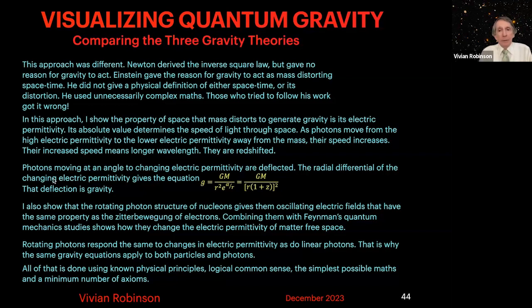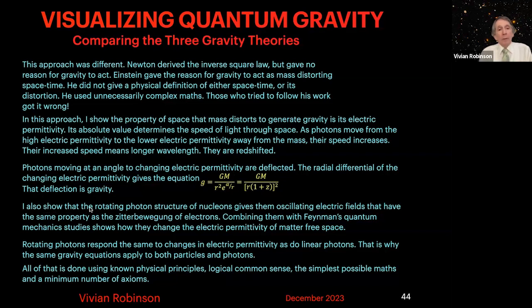Photons moving at an angle to changing electric permittivity are deflected. The radial differential of the changing electric permittivity gives this equation, g equals Gm over r squared e to the alpha over r. That deflection is gravity.